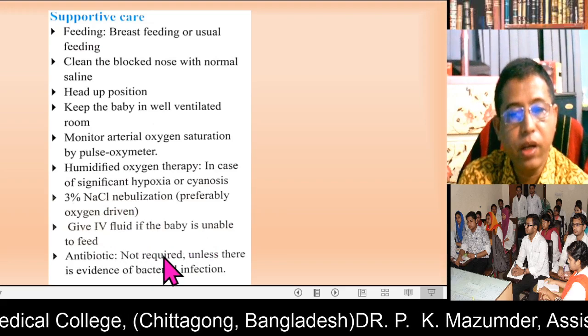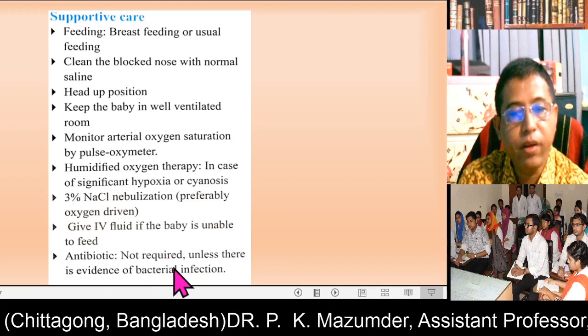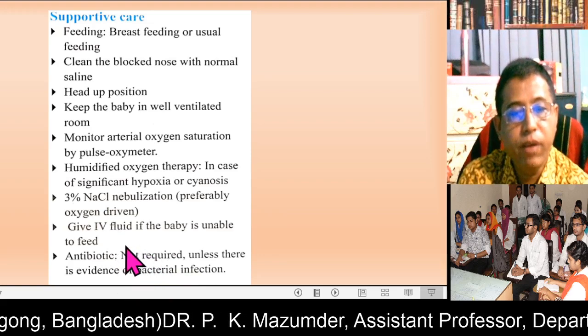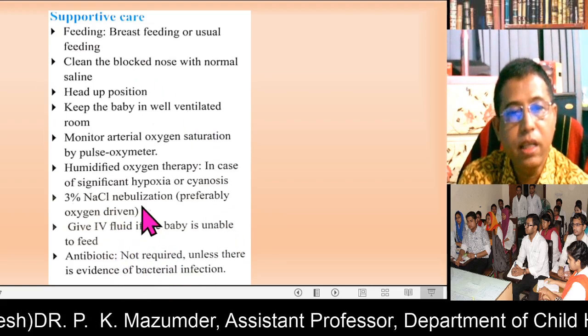Antibiotic is not required unless there is evidence of bacterial infection. No need of steroid, no need of Ventolin nebulization or epinephrine nebulizations. So only supportive treatment.